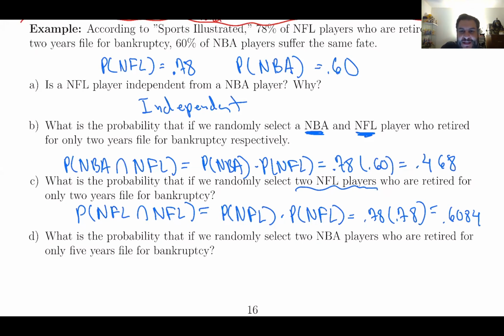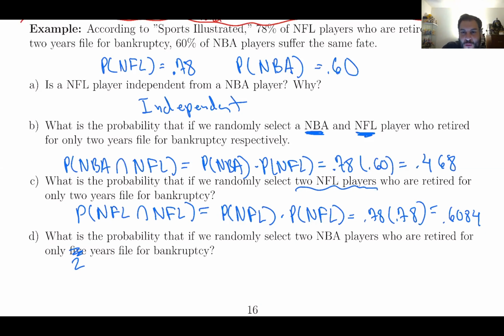All right, and that's it for C. Any question in regard to C? All right, lastly, let's do D. So for D, what is the probability that if we randomly select 2 NBA players who are retired for only 2 years, so only 2 years, file for bankruptcy?